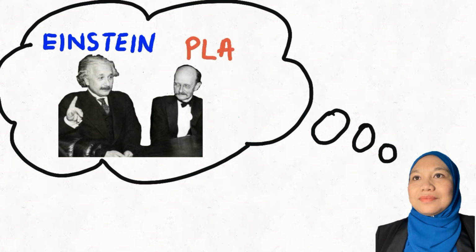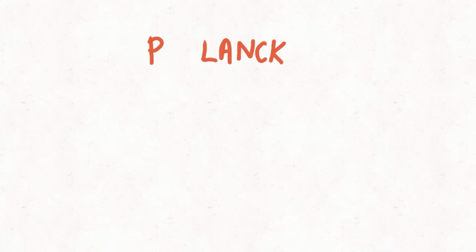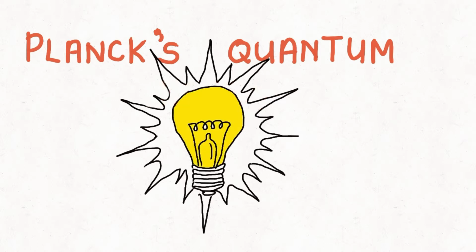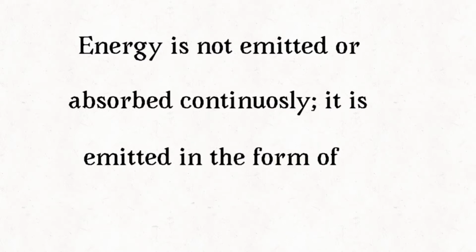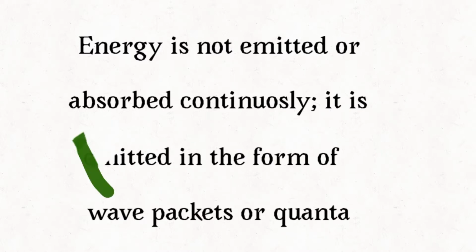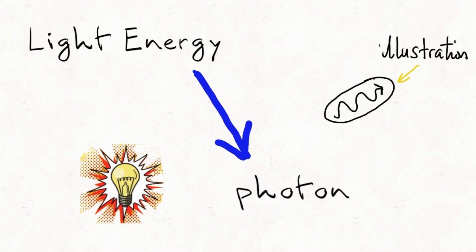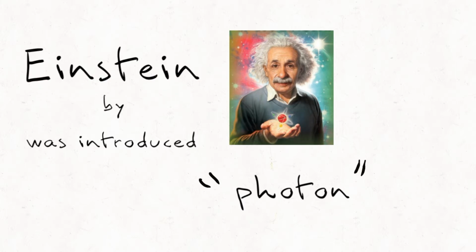In order to learn Einstein's photoelectric theory, we need to recall Planck's quantum theory. Thanks to Max Planck, who discovered the energy quanta, he is the father of quantum theory. First, energy is not emitted or absorbed continuously. It is emitted in the form of wave packets or quanta. In the case of light energy, it is known as a photon. The photon was introduced by Einstein.